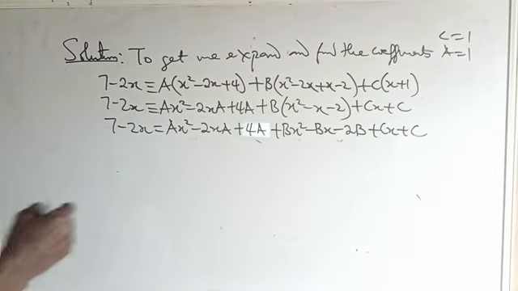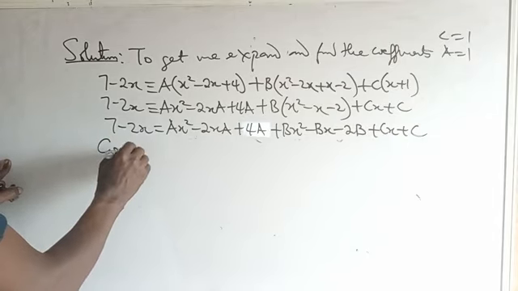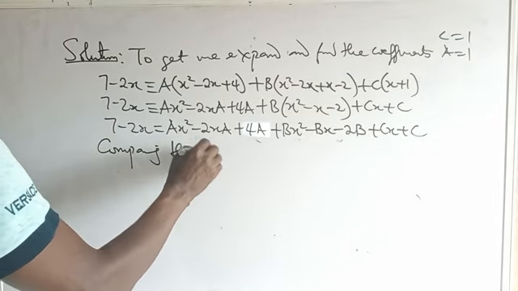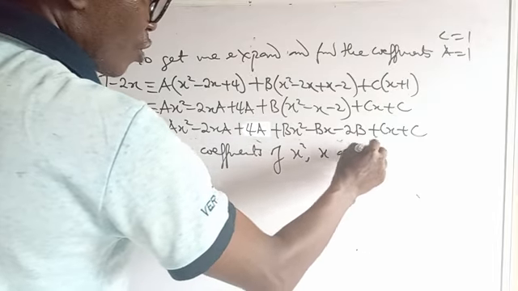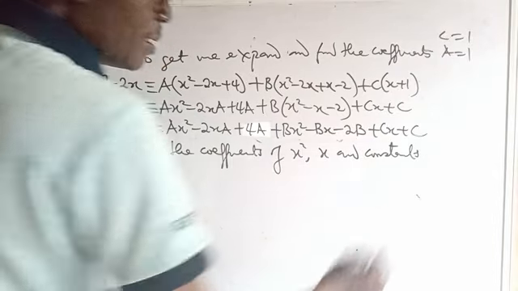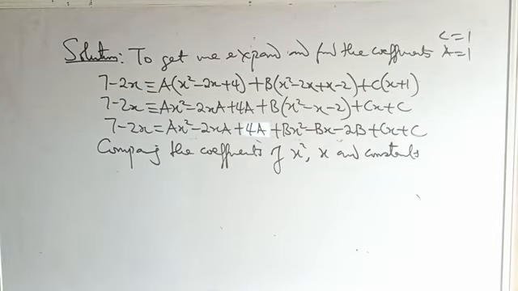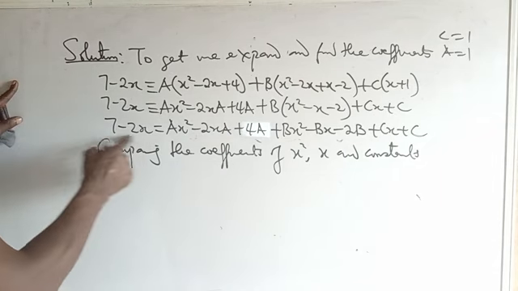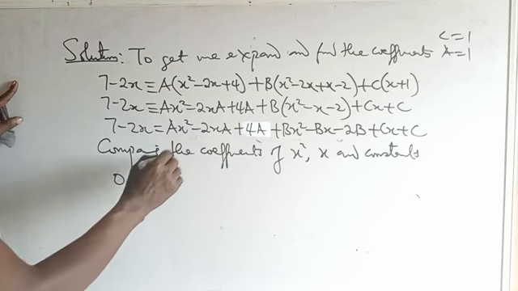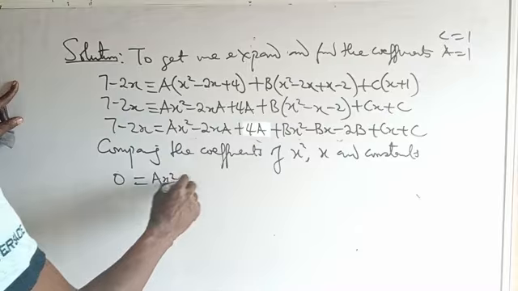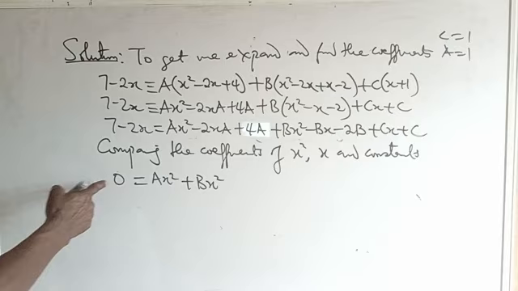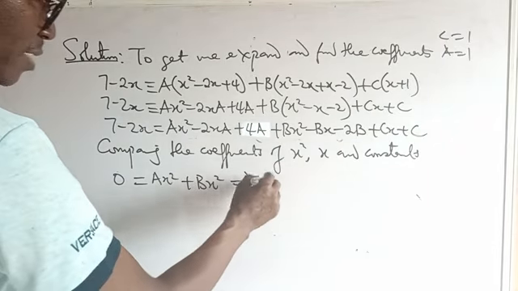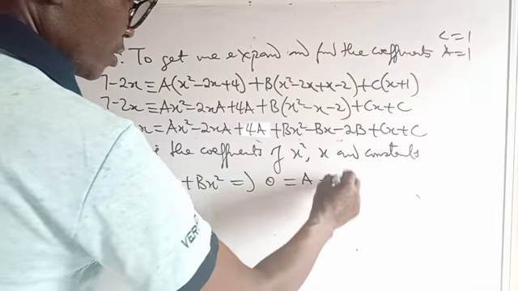Comparing the coefficients of x squared, x, and constants. We compare the coefficient of x squared and the constant on both the left and right hand side. On the left hand side, there's no x squared, so that will be 0 equals ax squared plus bx squared. If we divide through by x squared, it means that 0 is equal to a plus b.